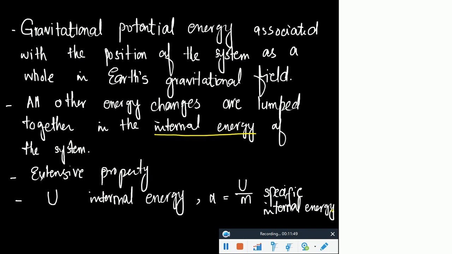Now all the energy types are extensive properties. Energy itself is an extensive property, right? We have talked about it. Just like volume, energy is an extensive property, and so is internal energy. It's a form of energy.